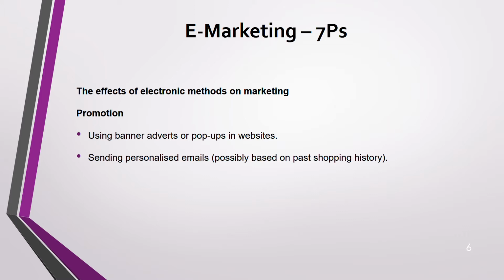Second, they can now send you personalized email with your name, possibly based on past shopping history. So whatever you have purchased in the past, based on that, they will give you similar related items. They will give you emails relating to that. For example, you bought a shoe, a white color shoe, let's say. So they will give you similar shoes, maybe from other brands, and they'll be sending you emails.